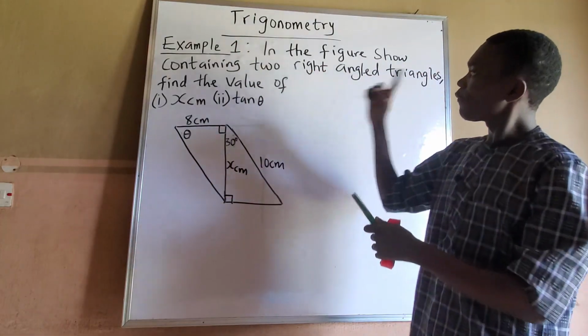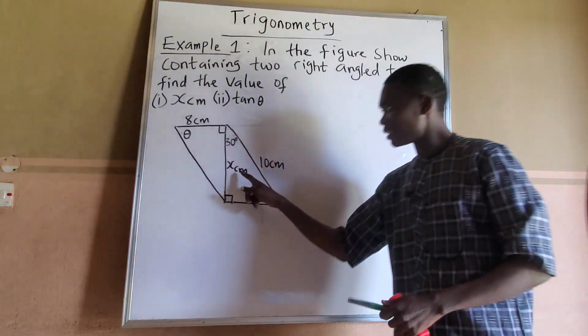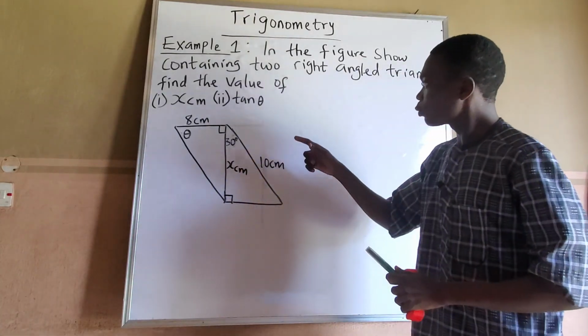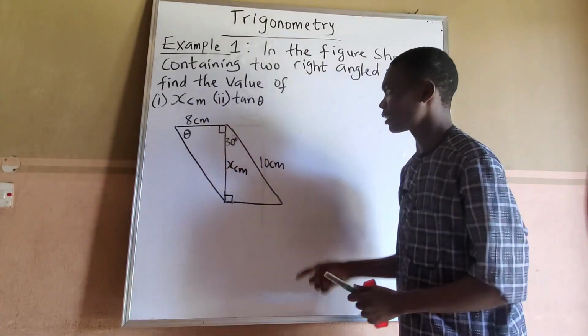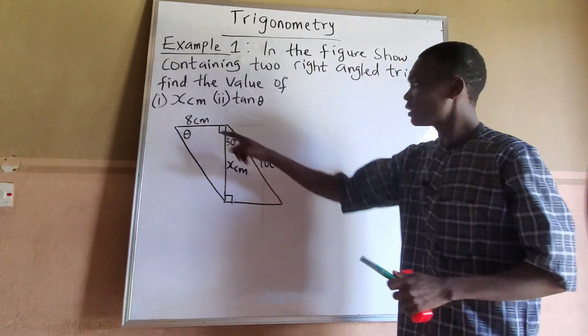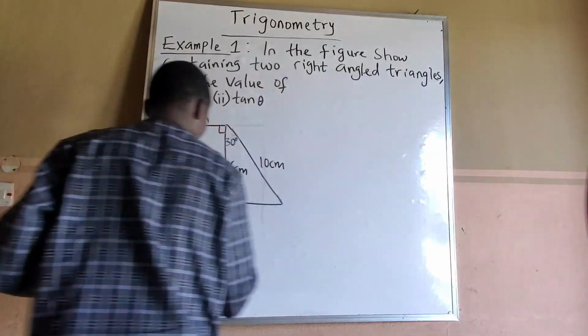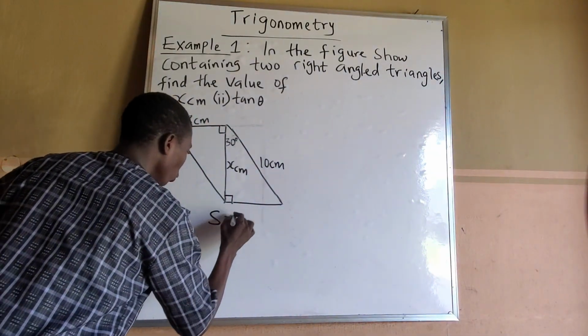Okay? Find the value of what? X centimeter. Where is X? This is X. And also find tan theta. This is theta. So we don't know the value of this theta. We are also finding the tan of this theta. Okay, so I will begin by writing solution.